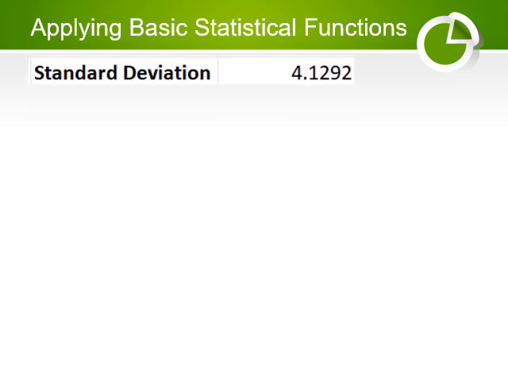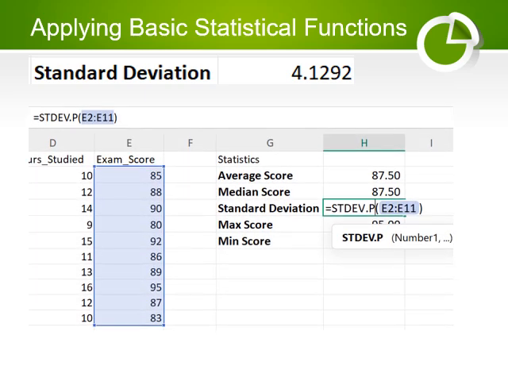The standard deviation using the STDEV.P function tells us how consistent or spread out the scores are. So we have here the formula for the standard deviation. And then we have a standard deviation of 4.1292. So the standard deviation indicates how spread out the exam scores are from the average. A small value here would mean most scores are close to the mean, while a larger value means there's more variability in performance.